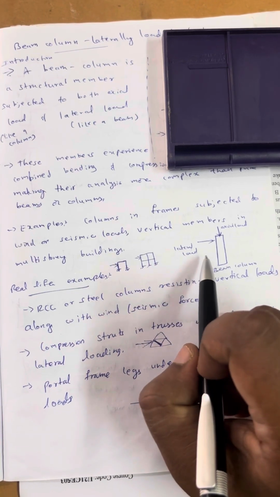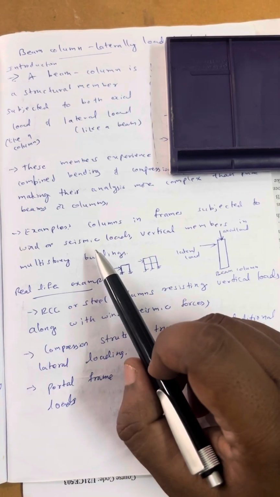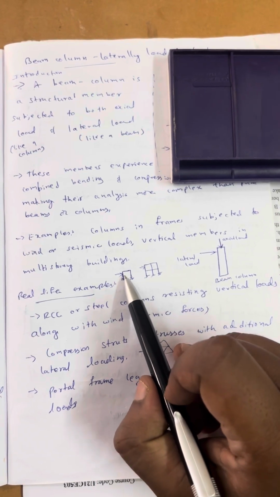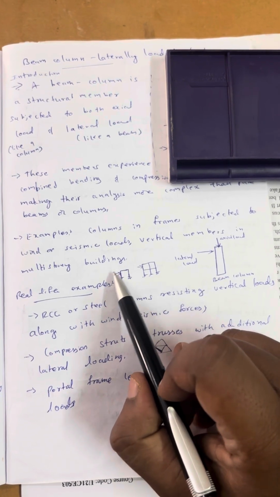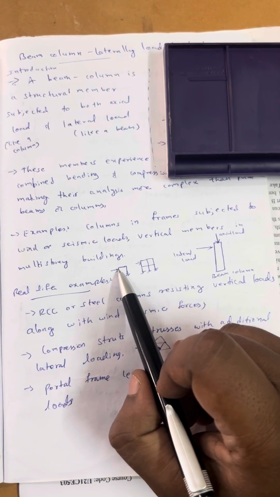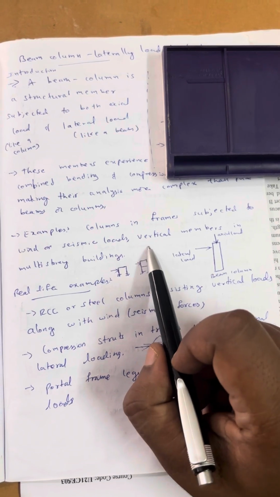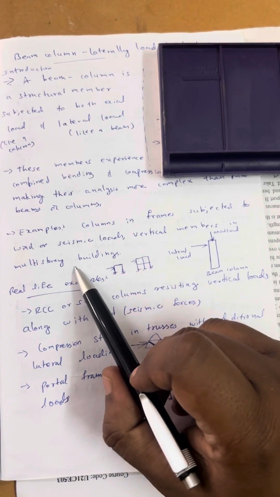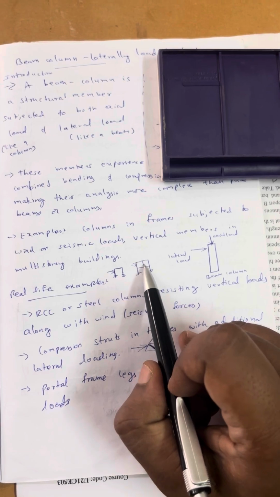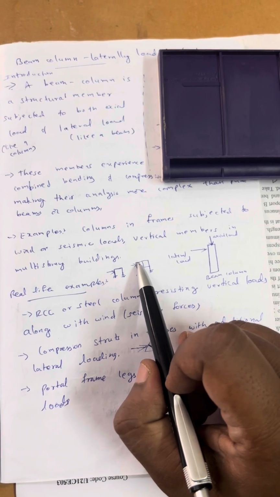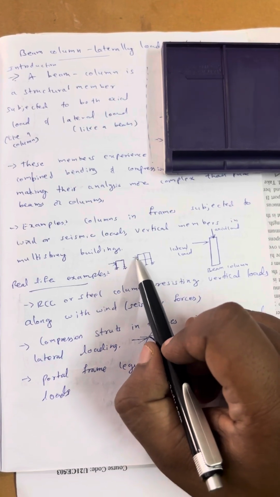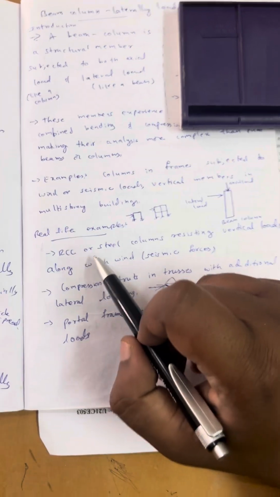Examples of beam columns: columns in frames subjected to wind or seismic loads. This is a frame, so the columns are subjected to vertical load and horizontal forces, that is, wind forces or earthquake (seismic) loads. Another example is the vertical members of a multi-story building, which are also subjected to wind force, seismic force, and vertical and horizontal forces. So they are known as beam columns. These are examples of beam columns.